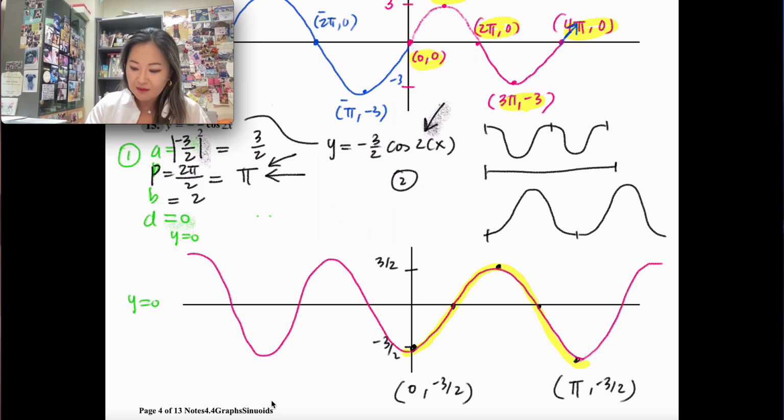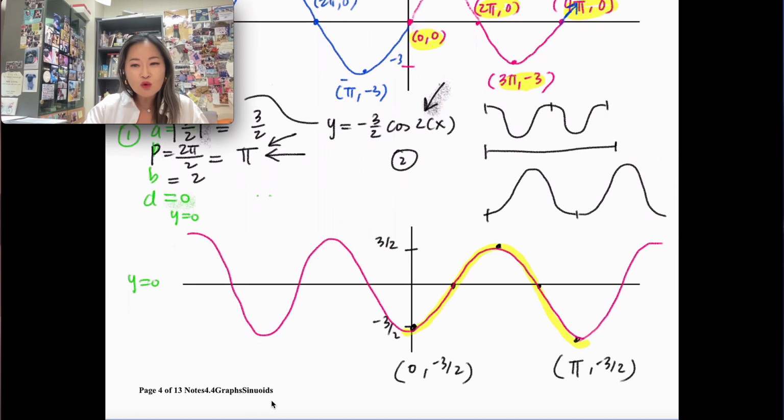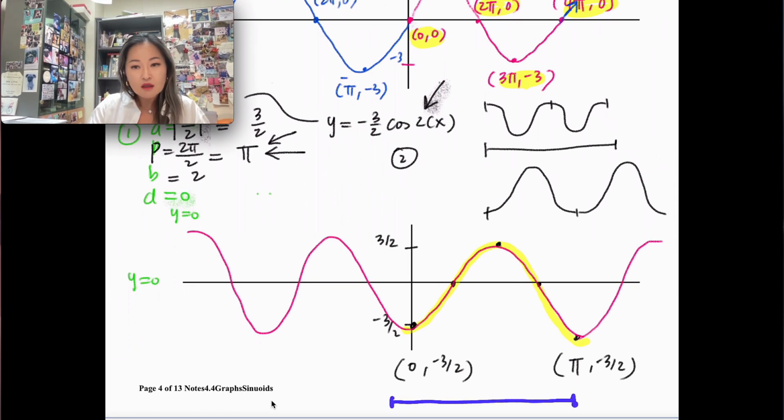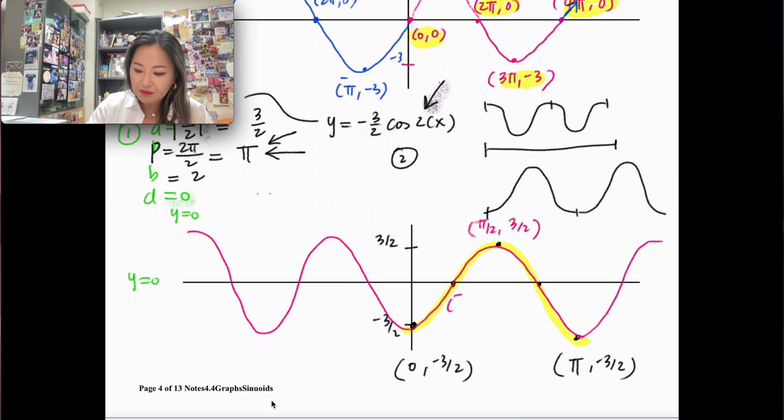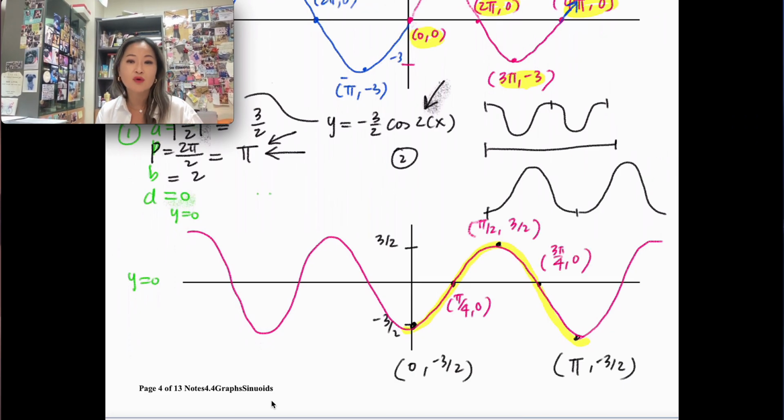So min to min, I'm going to label all my critical points. It's going to be what? This is tricky, so let's actually think about this. One cycle is pi long, right? Tell me, what's half of pi? You're right, it's half of pi, and then the max. But what's between 0 and pi over 2? It's going to be pi over 4. And then it's going to be 0. And then again here, it's going to be 3 pi over 4 and then 0. And those are your 5 critical points.